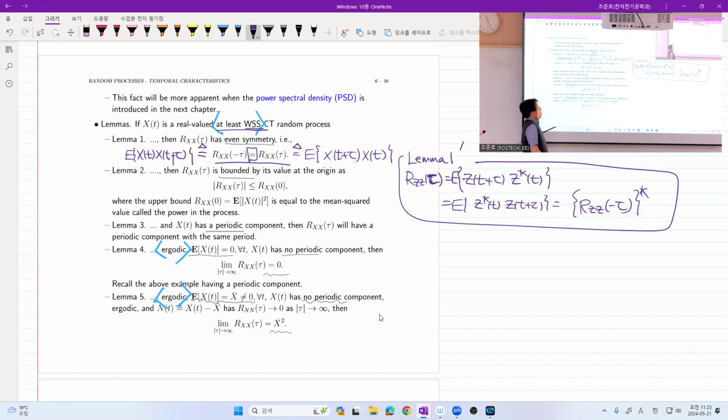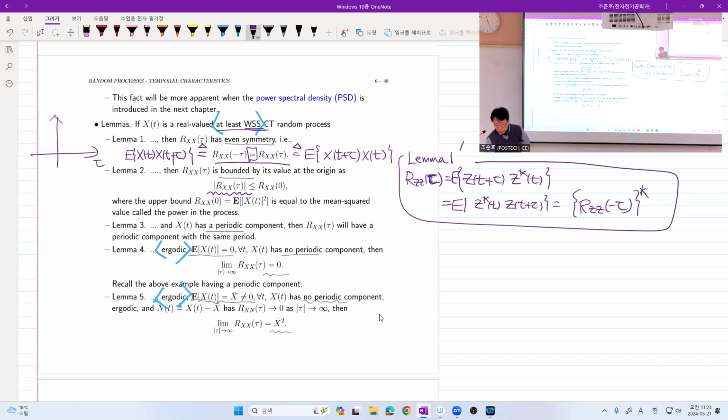Now, let's go back to the real value case. So if you want to draw an autocorrelation function as a function of a single parameter tau, the time difference, then you have some symmetry. And the second one gives you more restriction on this symmetrical autocorrelation function and says that your autocorrelation function can take positive or negative values. It doesn't matter in some cases, but its absolute value is always bounded by the autocorrelation function evaluated at 0.